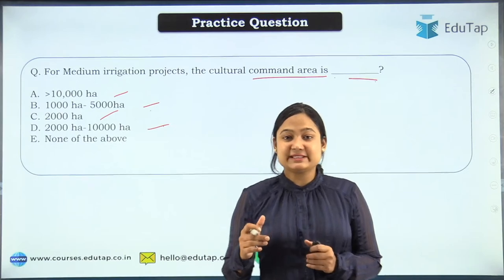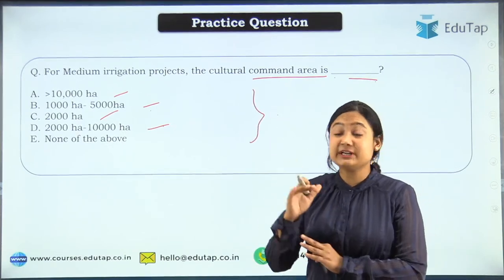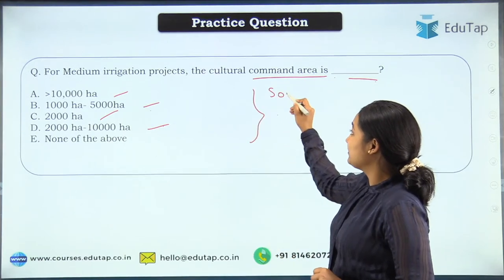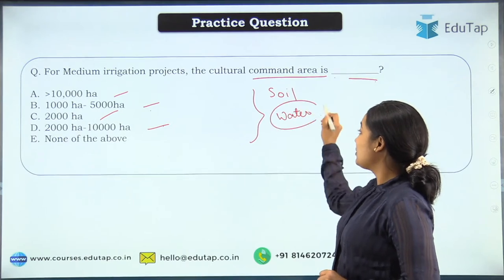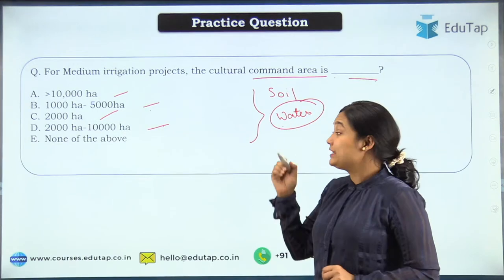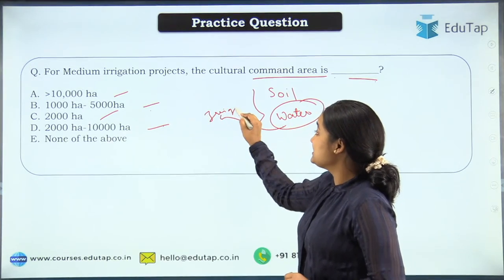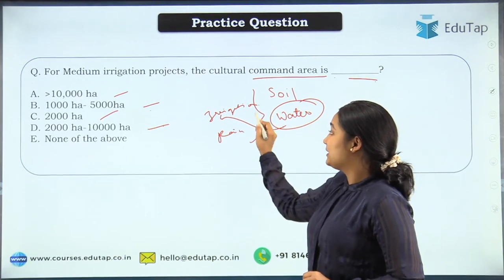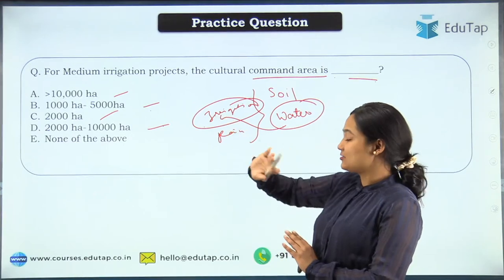When we talk about irrigation projects, why do we need them? Because your plant needs two things: nutrients that are given by the soil, and water. This water becomes very essential for your plant, and that is supplied by irrigation. Naturally rain is there, but man-made irrigation is an artificial water supply.